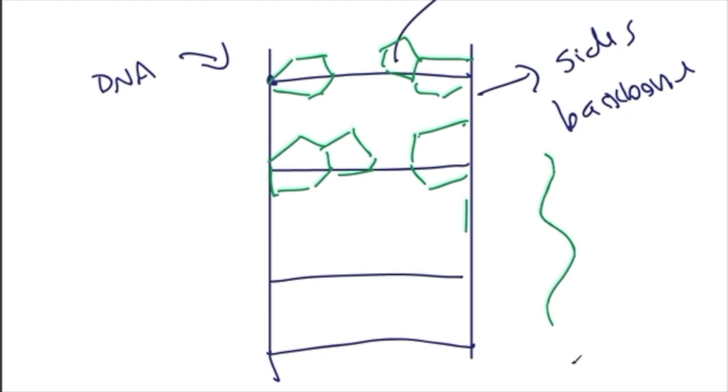DNA would be like, whoa, like that. Does that make sense? Yeah, and I know that T bonds with A and C bonds with G. Yes, that is correct.